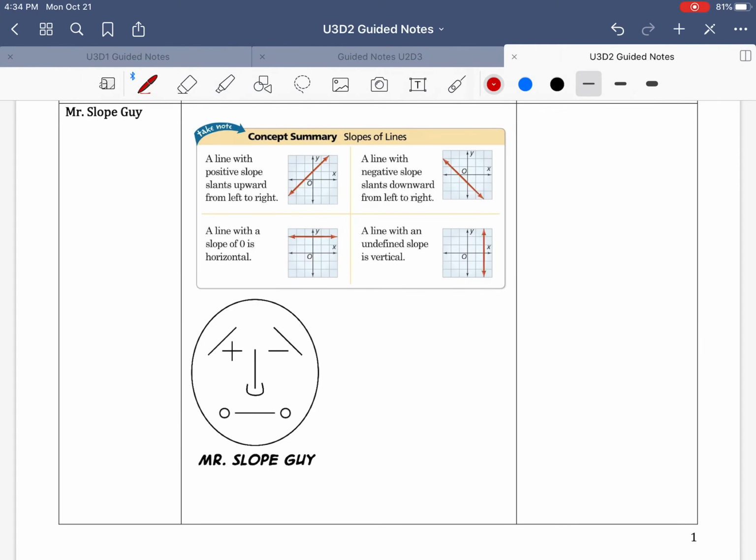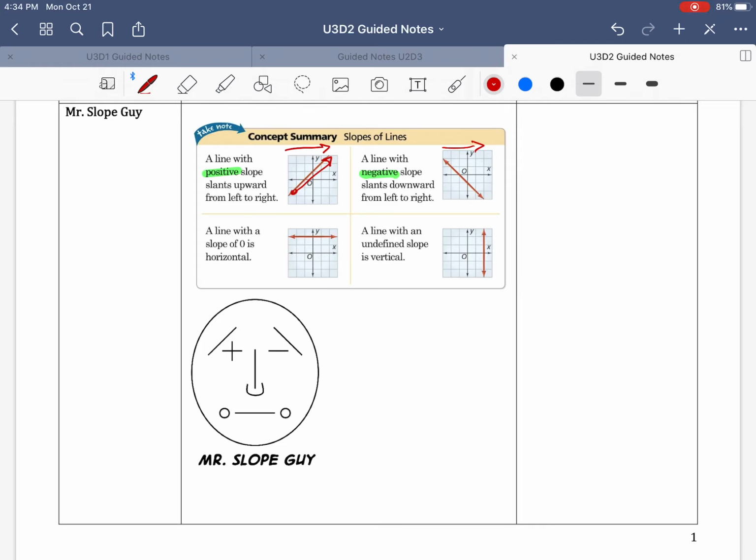Now, I want to introduce you guys to Mr. Slope Guy. So, if you have a line with a positive slope, it will slant upwards from left to right. So when you're going left to right, your points go up. Negative slope, it'll go down when going from left to right.